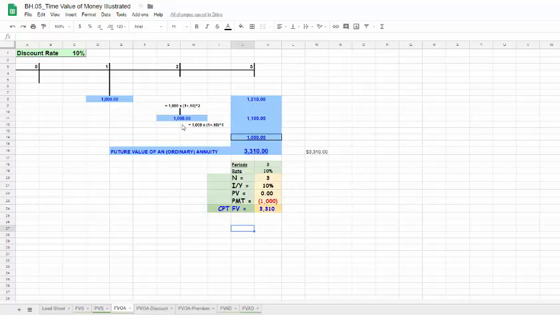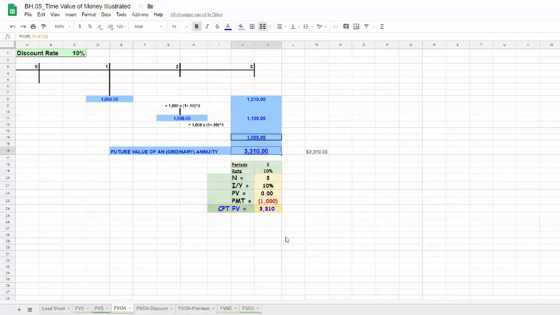And the second payment will accumulate interest for 1 year. So 1,000 times 1.1 gives you $1,100. And the final $1,000, because it's received on the anniversary date, does not accumulate any interest. So if you add the future value of the first item, the second item, and the third item, the future value of the 3 $1,000 payments would be $3,310.